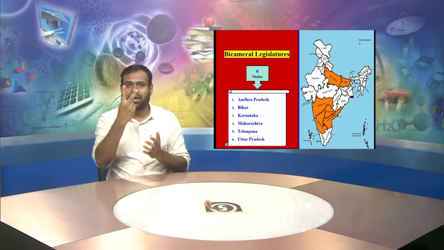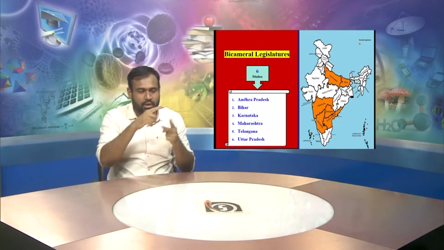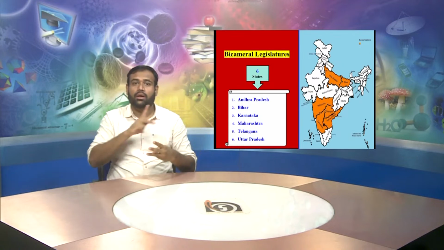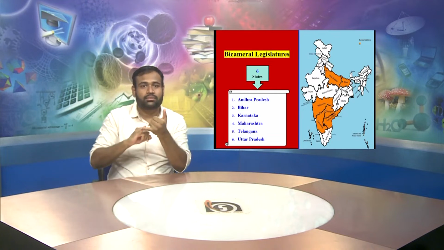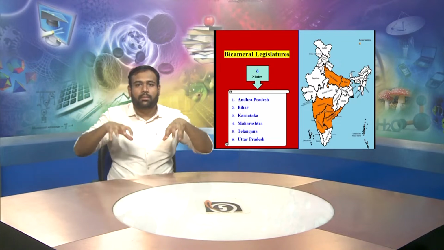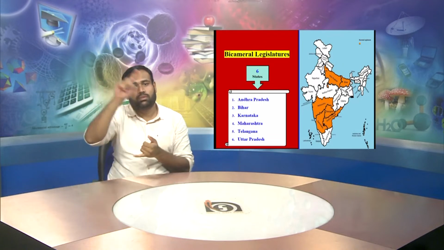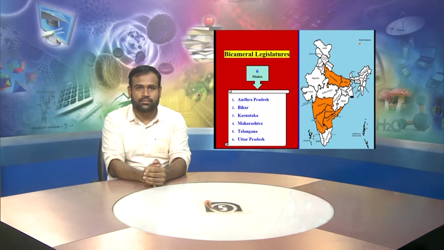We already discussed about the bicameral legislature. We know that we have 6 states. You can see the name of those 6 states. They all have the bicameral legislatures. Andhra Pradesh, Bihar, Karnataka, Maharashtra, Telangana, Uttar Pradesh, they all have bicameral legislature. We will take a break here.